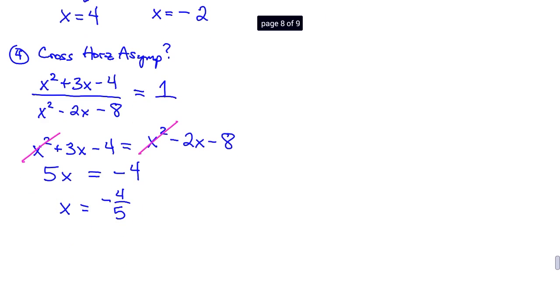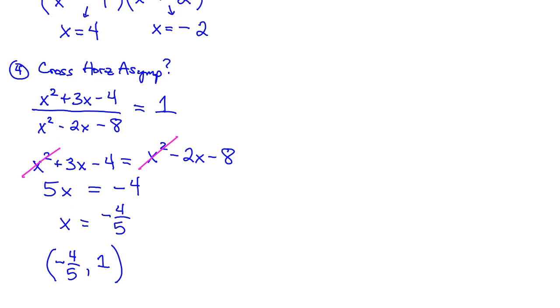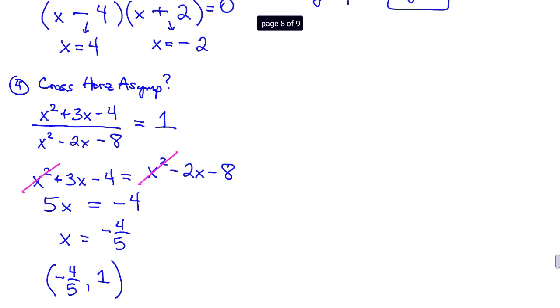That tells me that the graph is going to cross the horizontal asymptote at negative 4 over 5, comma 1. The 1 is the y value. It's at y equals 1, so the y value has to be 1. So it's negative 4 over 5, comma 1. And then step 5, let's do the sign chart.